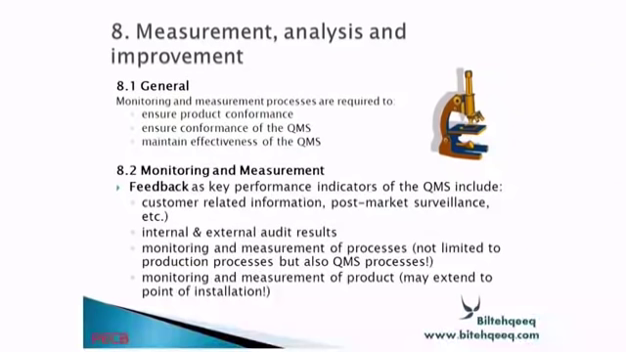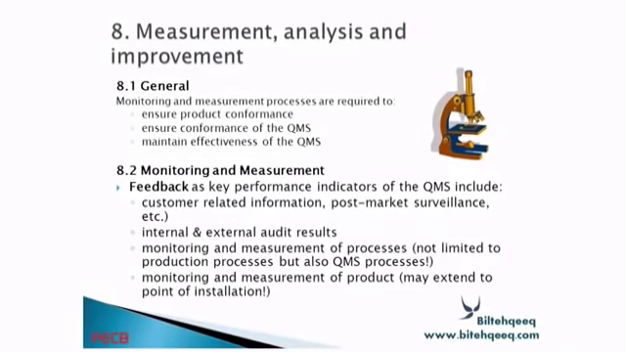Monitoring and measurement processes are required to ensure product conformance and conformance of the quality management system. And now we are going to discuss clause 8, measurement, analysis and improvement. It starts with 8.1, the general requirements. Monitoring and measurement processes are required to ensure product conformance, assure conformance of the quality management system, and maintain effectiveness of the quality management system.